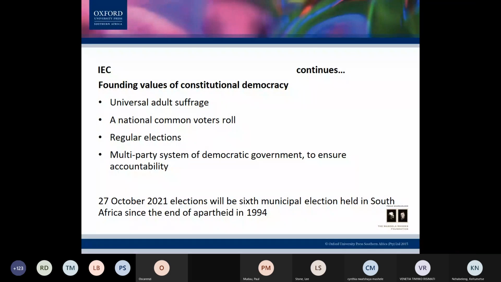We've seen in other countries in Africa where there is a multi-party system of government that is allowed.